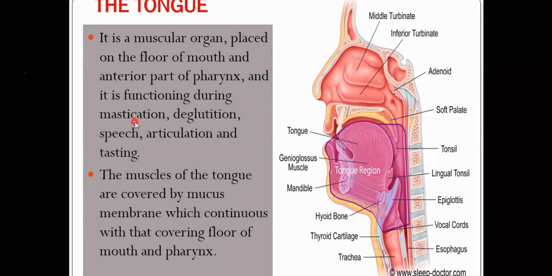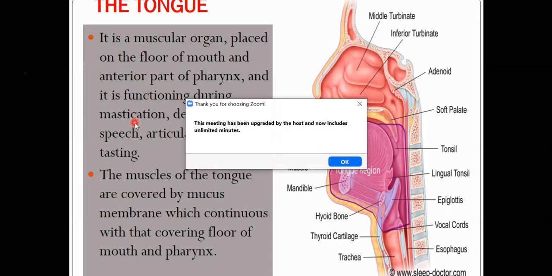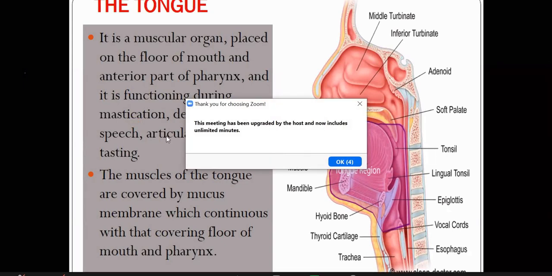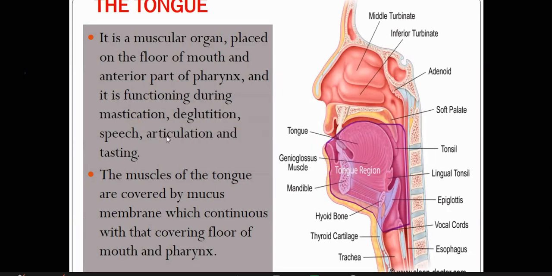Whatever we are trying to chew and eat, or masticate or grind, it is called the mastication process. After mastication, saliva is mixed in the food, and then you pass it down into the pharynx, and through the pharynx it goes into the esophagus. So it functions during mastication and the deglutition process.